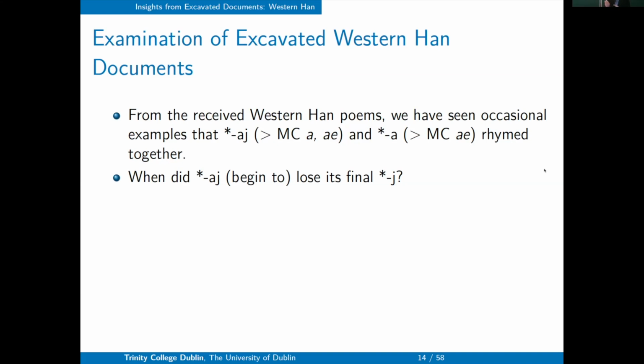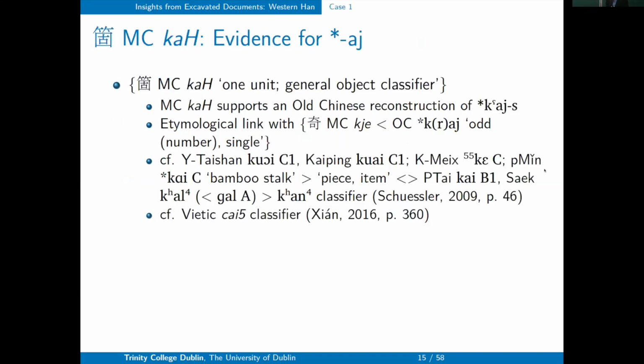Now let's examine the excavated Western Han documents. The first case is around the word ge, and its Middle Chinese pronunciation is ga with a departing tone. And such Middle Chinese pronunciation supports an Old Chinese reconstruction of I, and then it will make us establish an etymological relationship with ji, which means odd or single, and it's an Old Chinese I word.